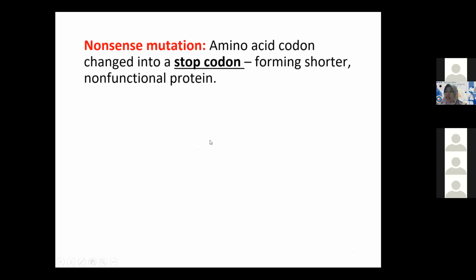Tak ada. Okay, kalau tak ada, next we go to nonsense. So kita dah discuss silent mutation, kita dah discuss missense mutation. Remember missense, it changed the amino acid, but the amino acid can still have the same property. Okay, right. Nonsense. What is nonsense mutation? Nonsense mutation is when the amino acid codon changes into a stop codon. Bukan jadi codon lain, terus jadi stop codon. So what will happen? It will form a shorter non-functional protein. You just imagine, sepatutnya the sequence should be this length.